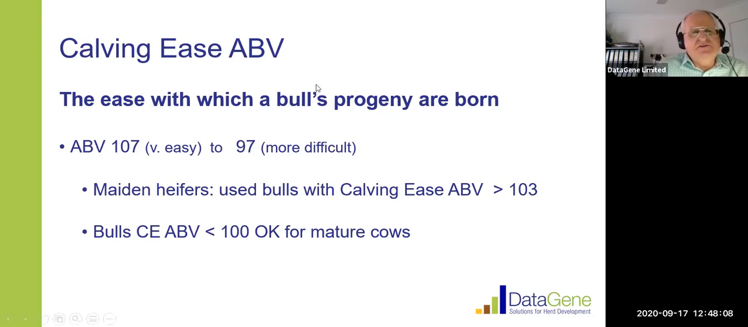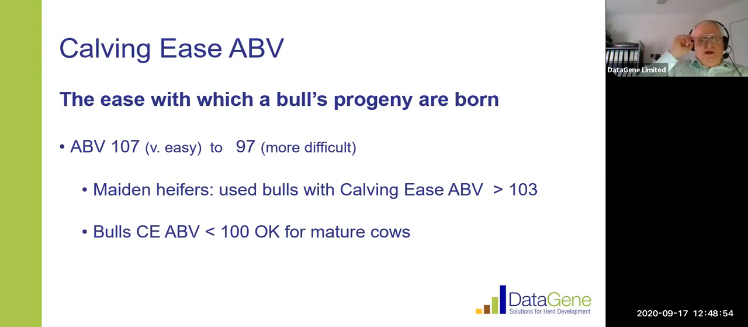So if we look at calving ease, we have a range. We express it on a scale where an ABV of 100 is average, and easy calving is represented as the bigger number, so the highest or the easiest calving we have is rated at 107, and the more difficult is rated below 100, so that's at 97. So our recommendation looking at that scale and the bulls, if you're looking for maiden heifers or cows that need calving assistance, is to look at a calving ease ABV of greater than 103. And there are many, many choices.